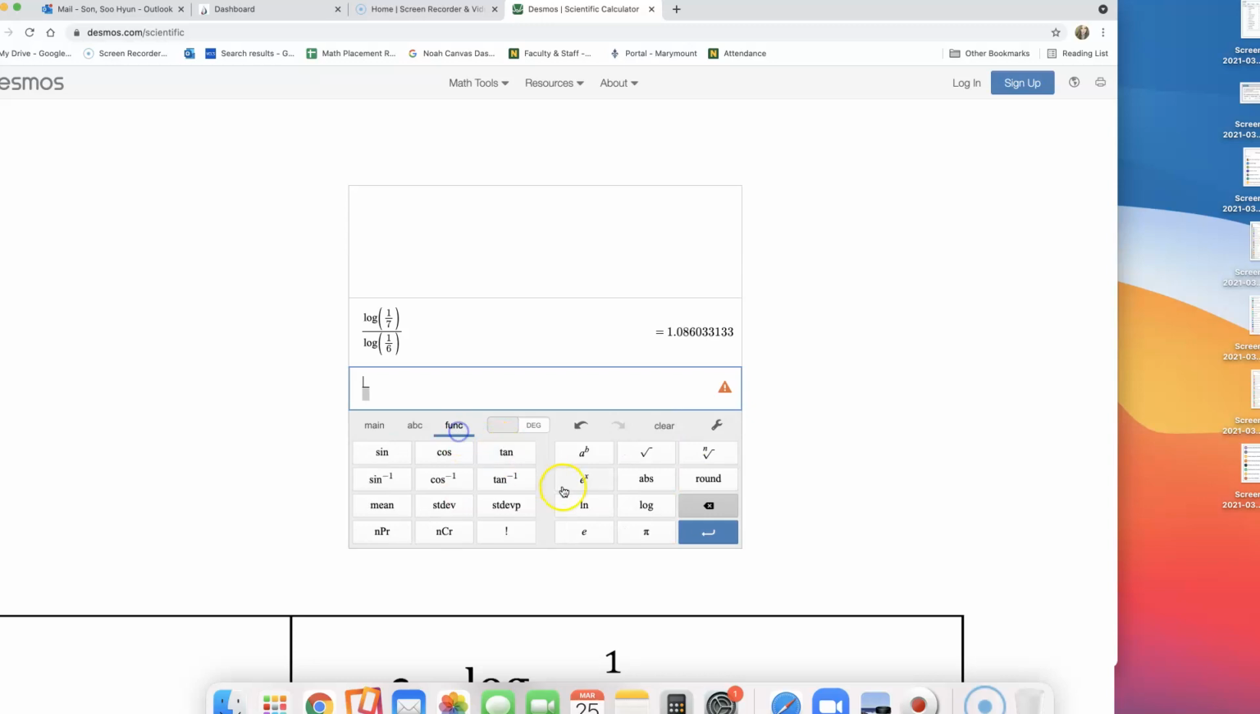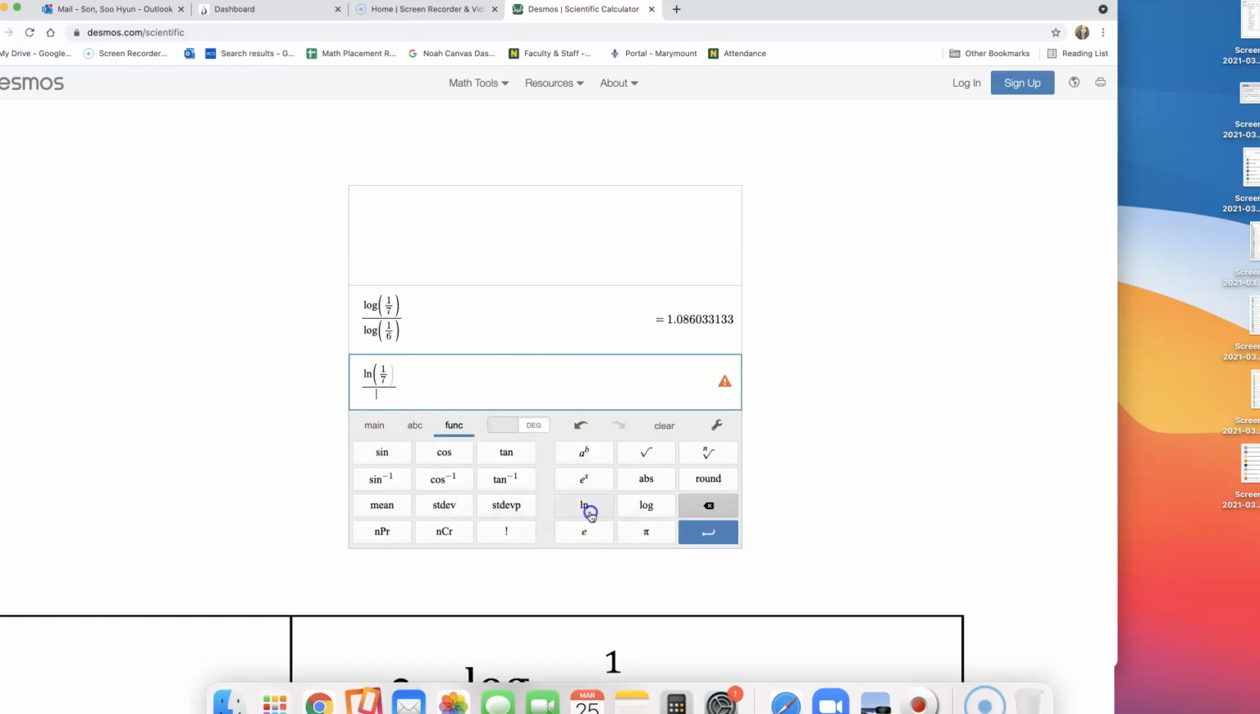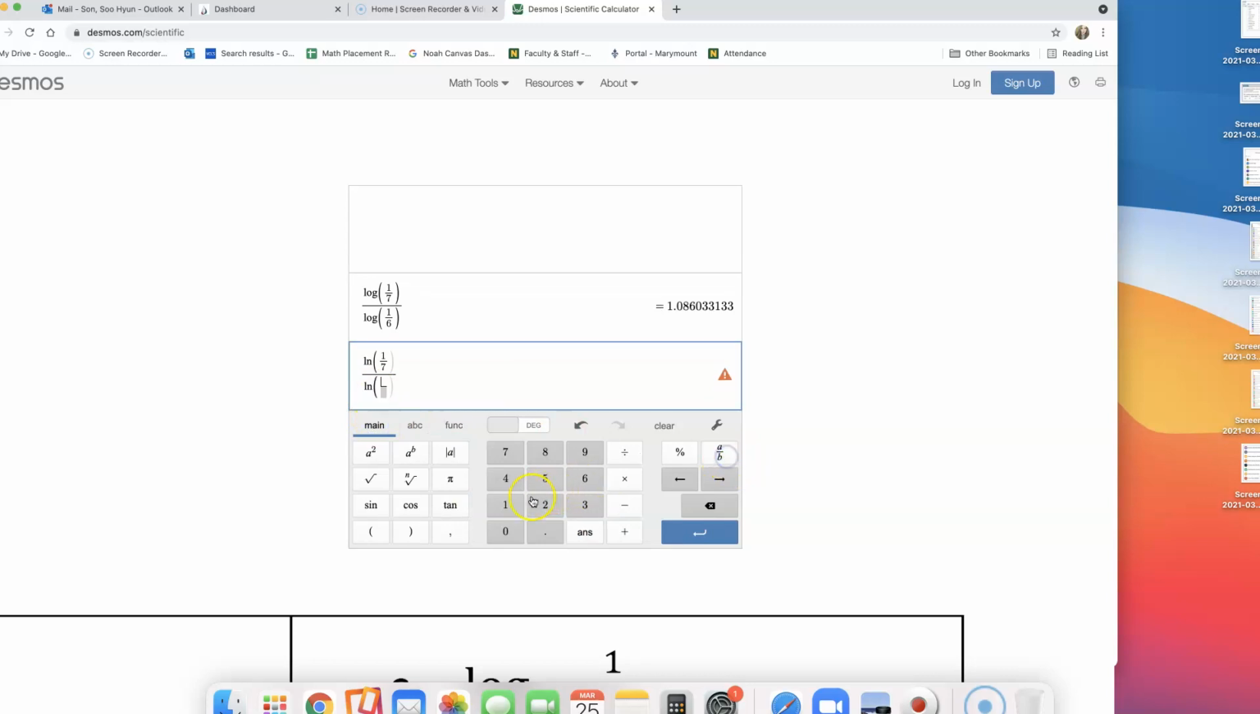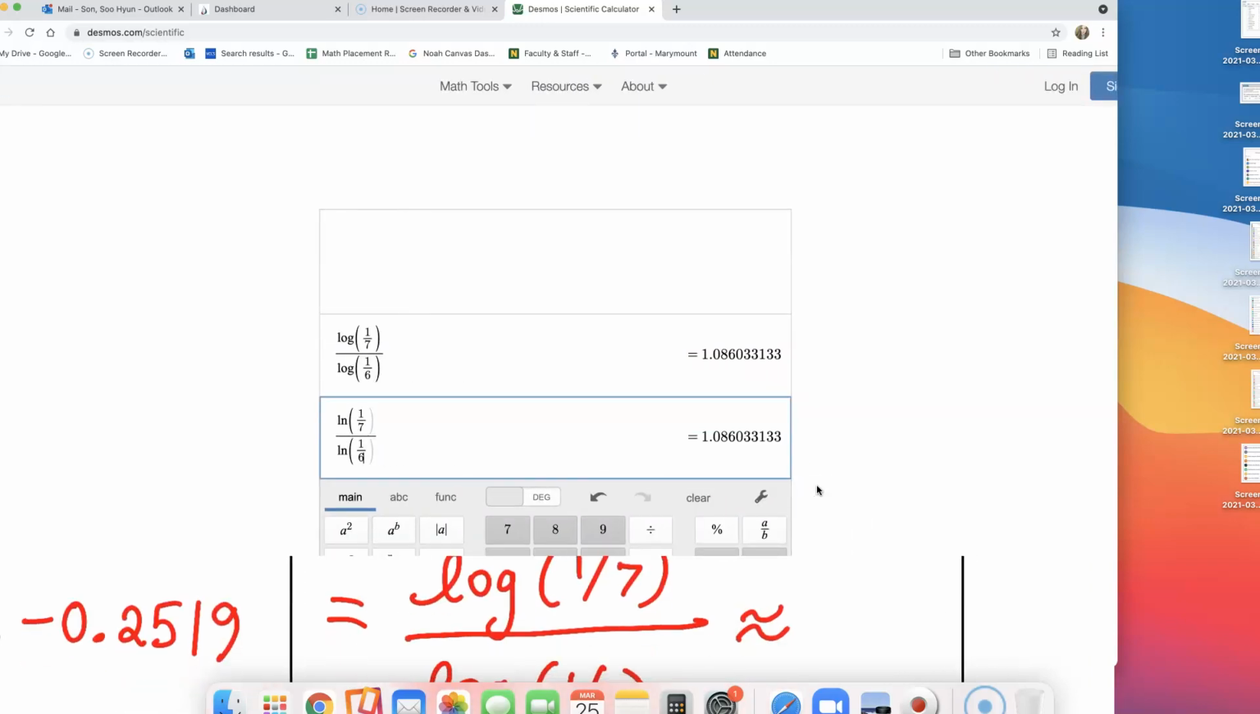of 1/7 divided by natural log of 1/6, it should be the exact same decimal, as you can see, right there. The answer is, I'll go ahead and write this down on my iPad too, 1.086. Next number is 0, so I'll just round that much.